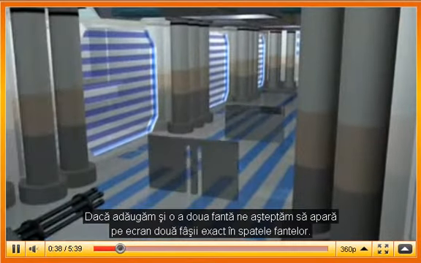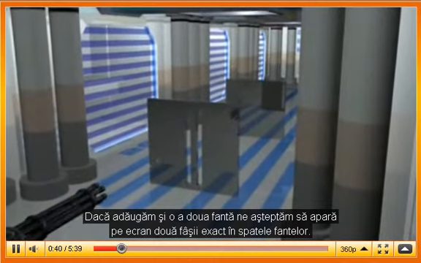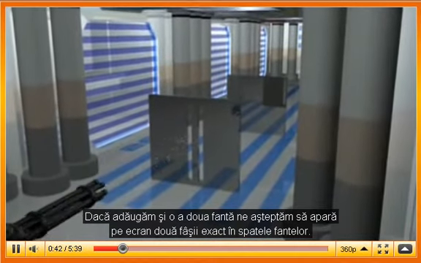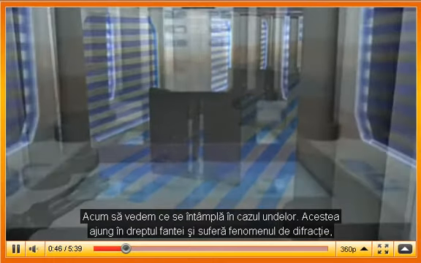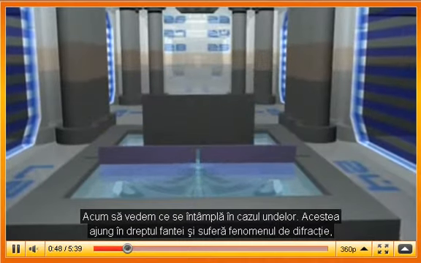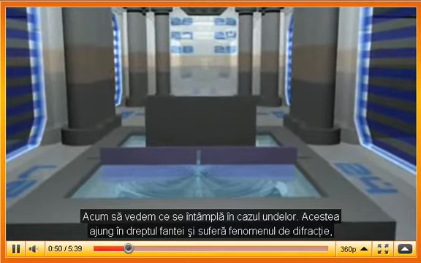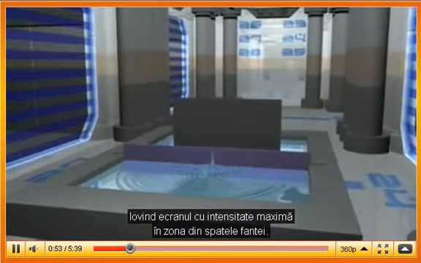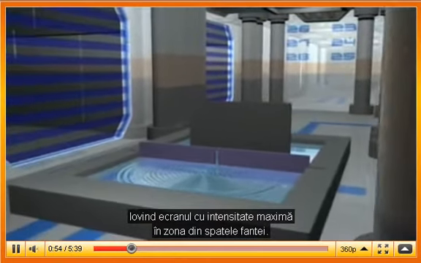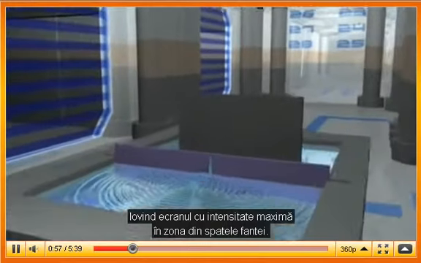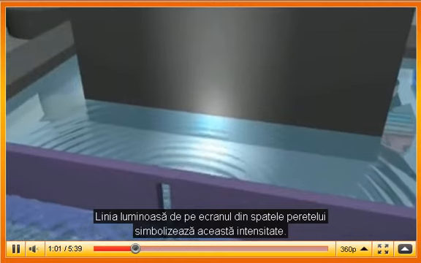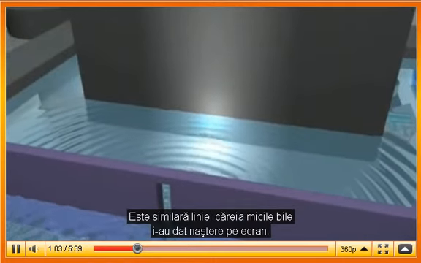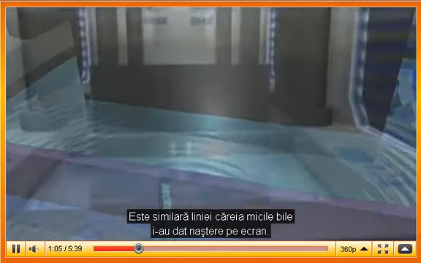Now, if we add a second slit, we would expect to see two bands directly behind the slits. Now, let's look at waves. The waves hit the slit and radiate out, striking the back wall with the most intensity directly in line with the slit. The line of brightness on the back screen shows that intensity. This is similar to the line the marbles make.